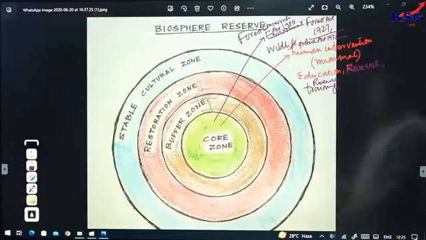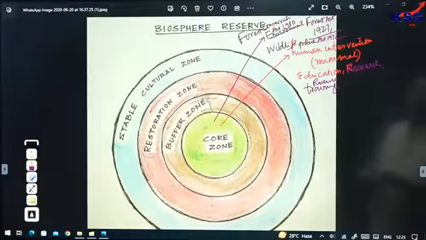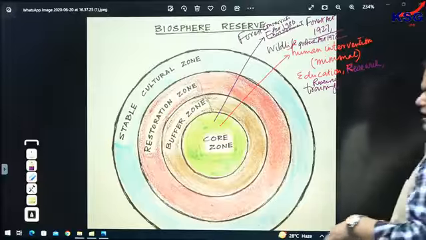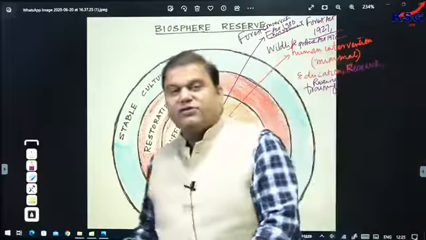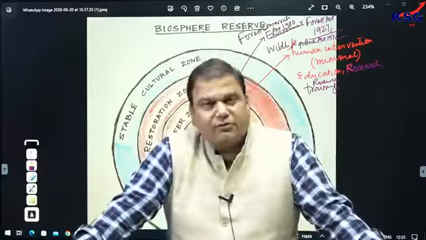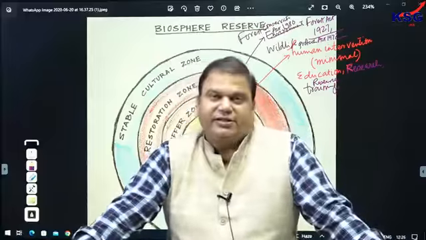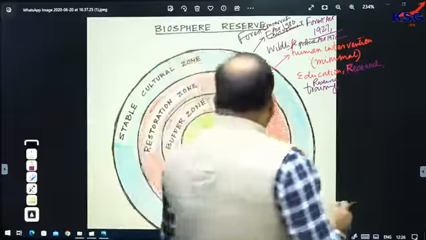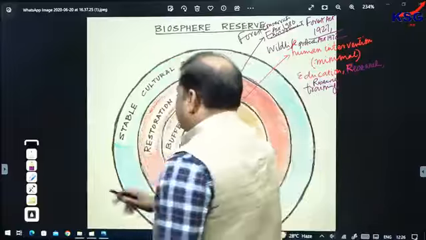So activities in core zone would be education, research, training. Very less human intervention would be allowed. Human intervention would be low. And we can see that activities in this area would be regulated by 3 acts: the Forest Act of 1927, the Wildlife Protection Act of 1972 and the Forest Conservation Act of 1980. Clear?